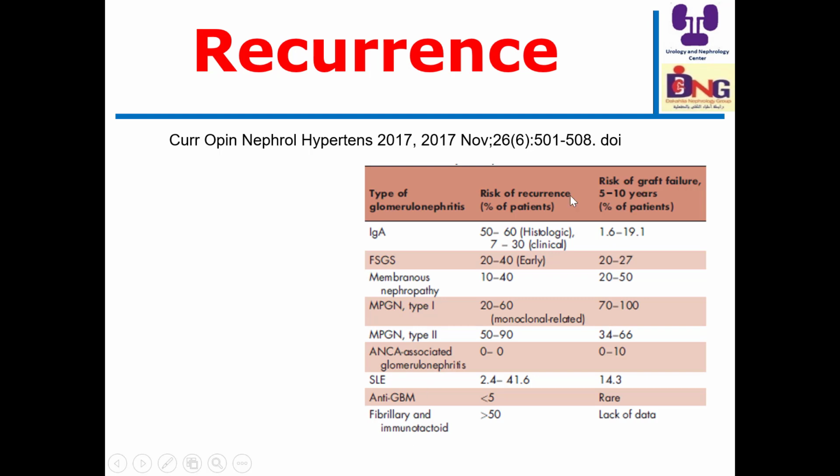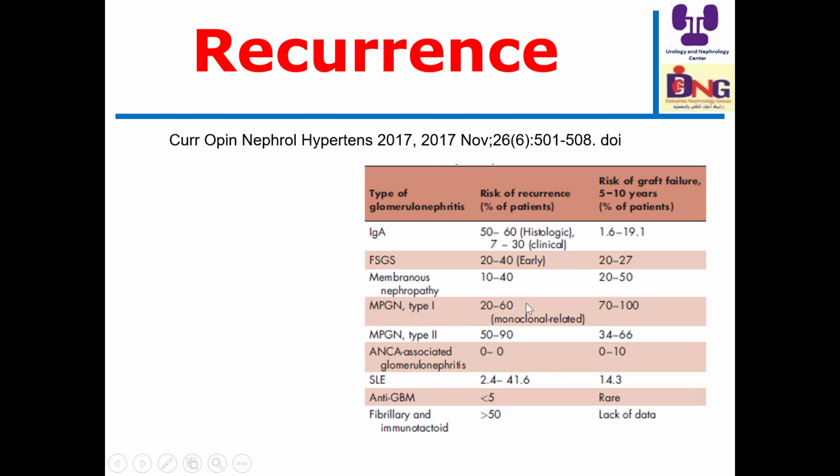And this slide summarizes the glomerulopathies that can recur after kidney transplantation. So IgA, this is the risk of recurrence, 50 to 60% histological recurrence, but clinically from 7 to 30, and this is the percentage of graft failure due to recurrence. FSGS, 20 to 40%, and here this leads to 20 to 27% graft loss.